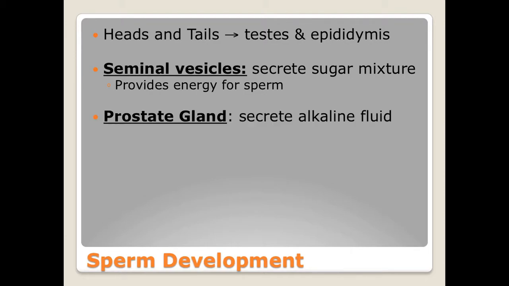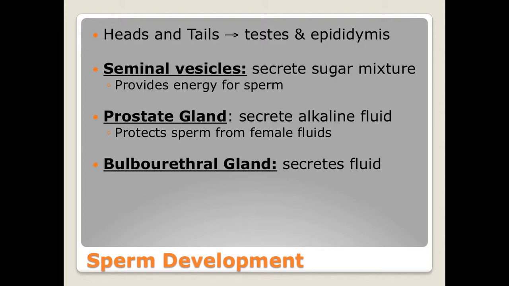The prostate gland is going to secrete an alkaline fluid. Alkaline is basic. It's like the opposite of an acid. That's going to help protect the sperm from female fluids. Our bodies are slightly acidic, and the sperm don't like that acidic environment. So to help them survive that a little bit better, they come with this alkaline fluid that will help neutralize that environment for them. And then the bulbourethral gland also secretes a fluid.